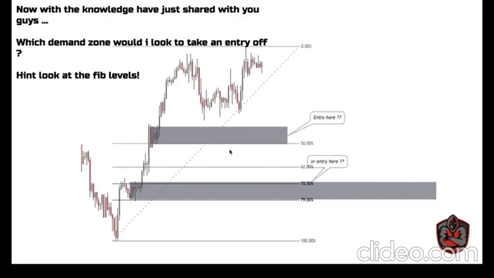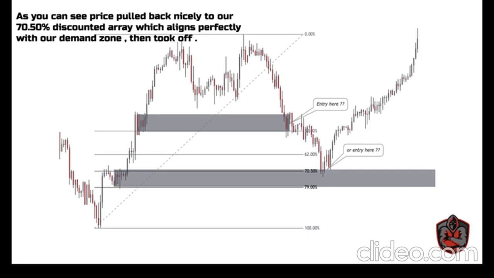So this demand zone here is at equilibrium. So we don't want to be taking entry here. We want to look for discounted zones, right? Now look at this zone that I had marked out. That aligns perfectly with our 70.5 and 79%. So now out of these two zones, with what I just taught you, which zone would you go with? This one, right? As it's in a discounted level. So when price pulls back, institutions would be buying at a cheaper price to then push price back up. Does that make sense? So as you can see here, price pulls back to a discounted demand zone and then moves over to the upside.